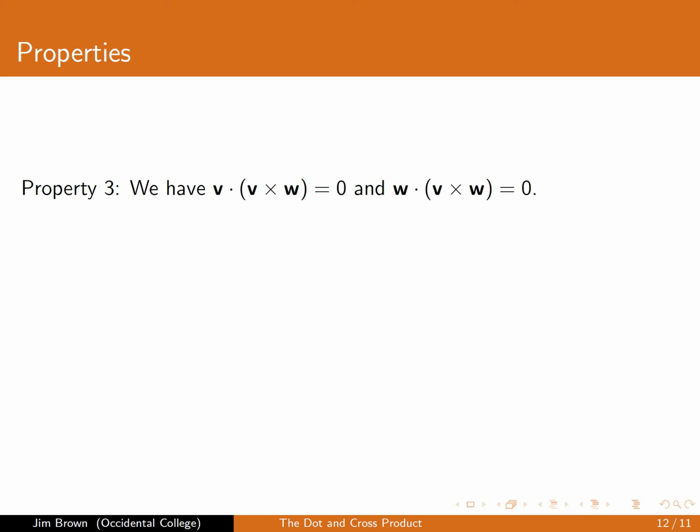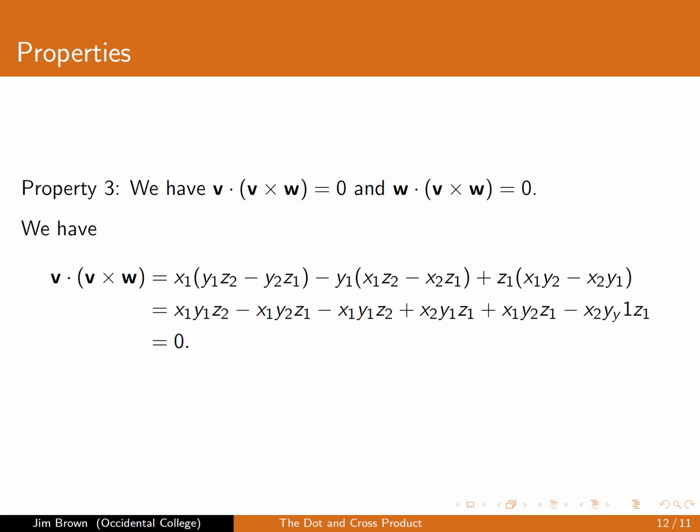For property 3, if I take the cross product of V cross W and I dot it with V, I get 0. Notice that this is a number because I'm taking a dot product of two vectors, and that gives me a scalar. And same thing if I do W dot V cross W, I get 0. Again, a number, not a vector.